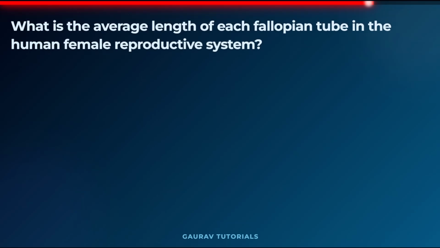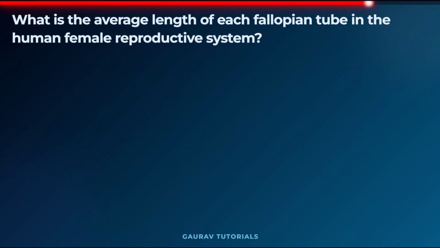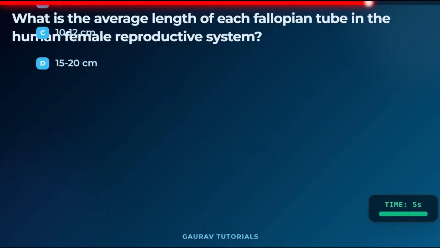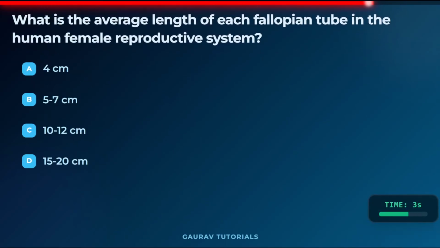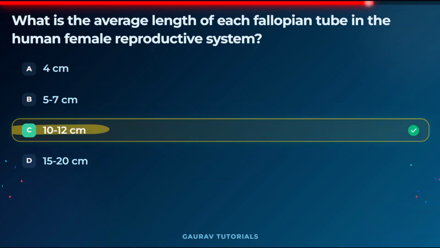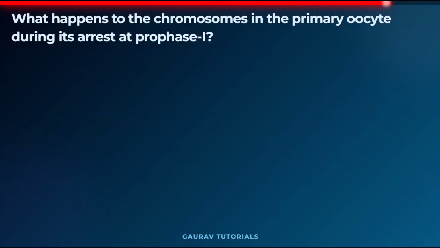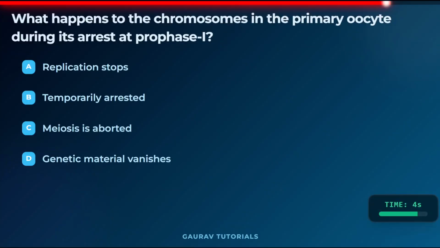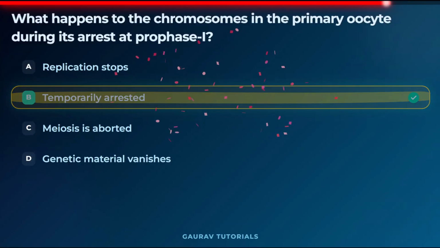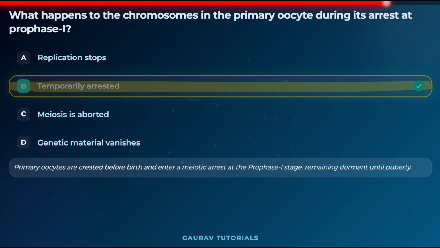The next question is: what is the average length of each fallopian tube in the human female reproductive system? The options are: and the correct answer is option C, 10 to 12 centimeters. The next question is: what happens to the chromosomes in the primary oocyte during its arrest at prophase 1? The options are: the correct answer is option B, they are temporarily arrested.